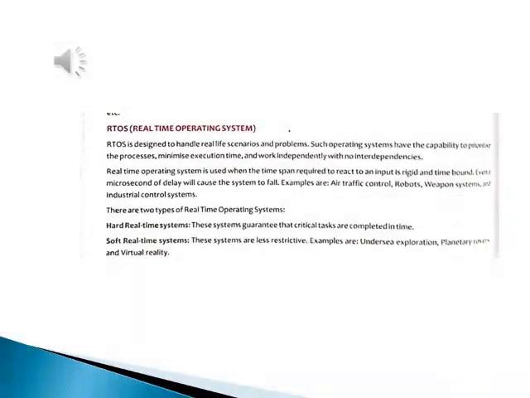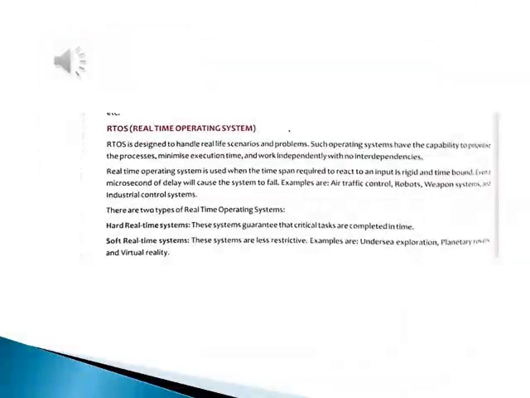Okay. So in the real-time operating system, what does it have to do? It divides the time between the processes, so it will complete the process before time. There are two types of real-time operating system. One is the hard real-time system, which guarantees that critical tasks are completed in time. Okay, any complicated task can be completed in time, even before time.